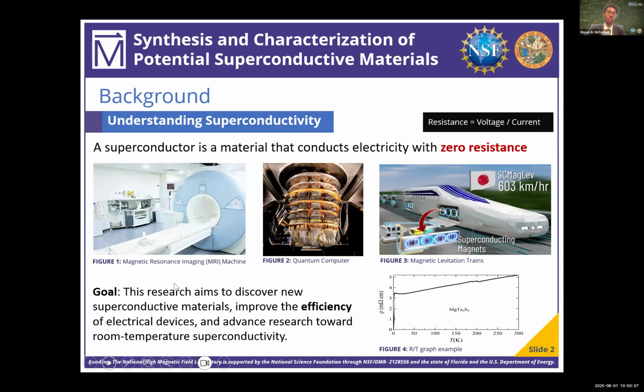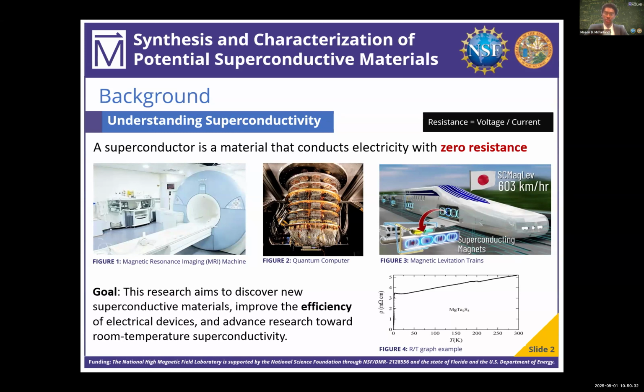For those of you who don't know, a superconductor is a material that conducts electricity with zero resistance. We can see examples of superconductivity in the medical field, like an MRI machine, in the tech field, like a quantum computer, and in the transportation field, like magnetic levitation trains. Our goal in this research is to discover new superconductive materials that will improve the efficiency of electrical devices, but also advance research towards room temperature superconductivity.